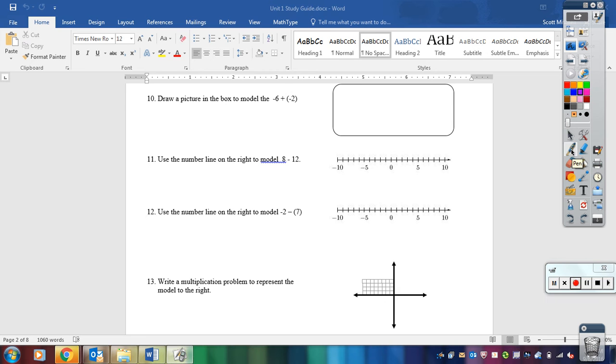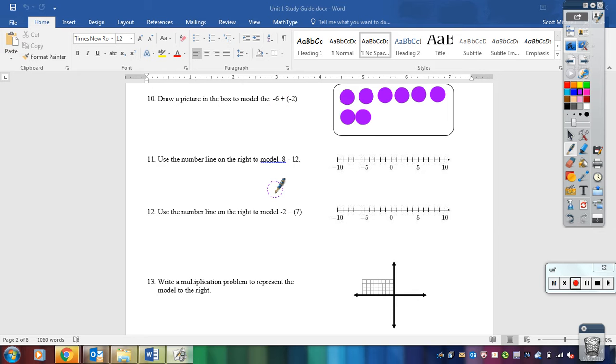Draw a picture to model negative 6 plus negative 2. This is about as easy as it's going to get. Start with 6 negatives. 1, 2, 3, 4, 5, 6. I'm going to add 2 negatives. And I'm left with 8 negatives, which is what this sum would be.